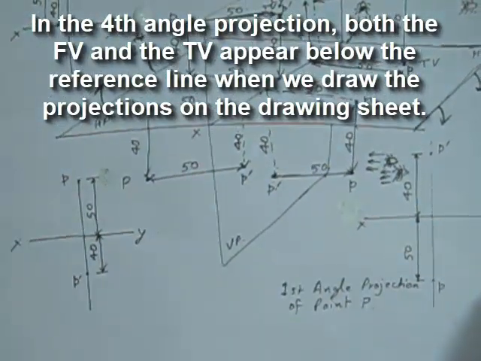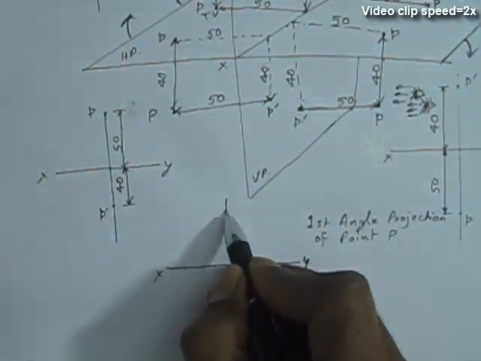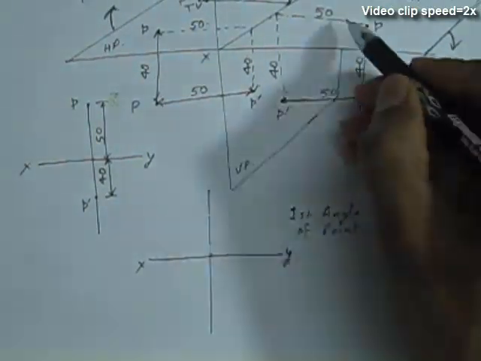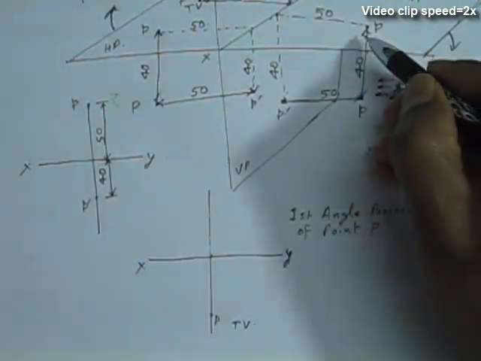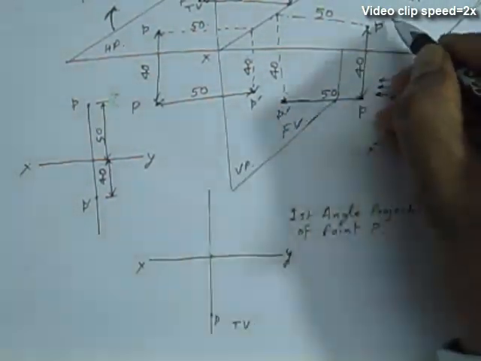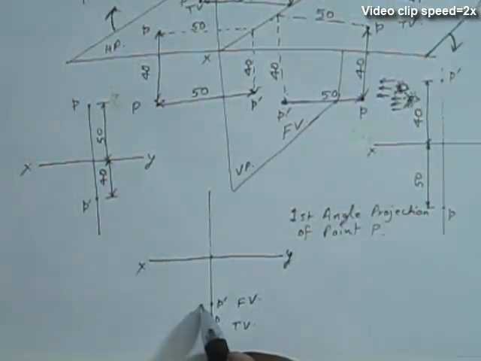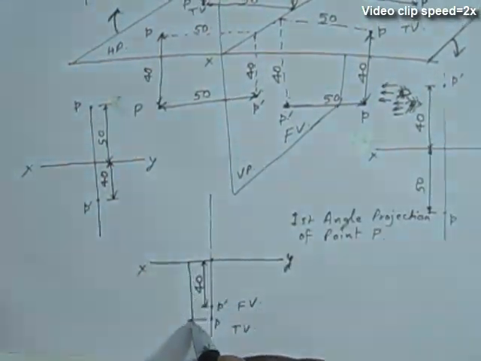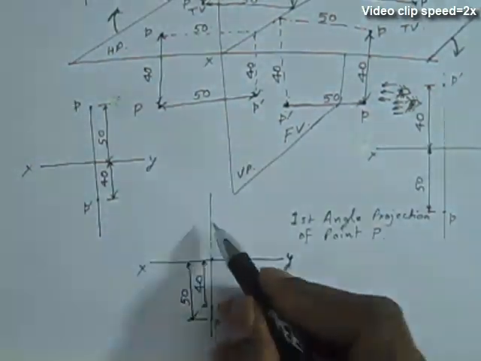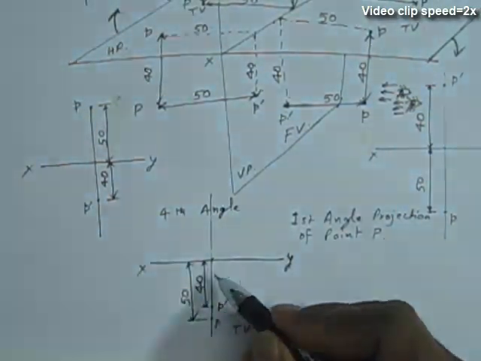So let us see in a freehand sketch. So both the front view and the top view will be below the reference line XY. So this is the front view, P prime, and P is the top view. The front view is 40 mm below the reference line and the top view is 50 mm below the reference line. So this is the fourth angle projection system.